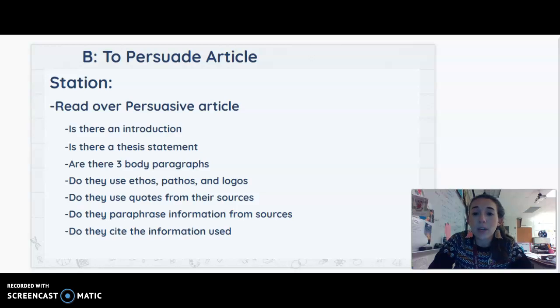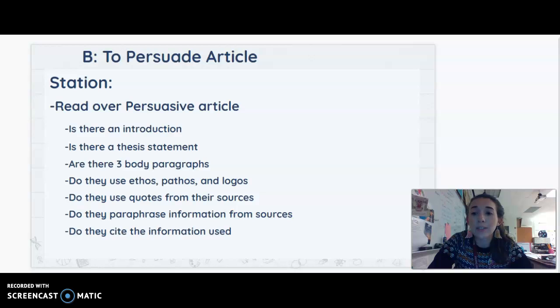Is there an introduction? Is there a thesis statement? So remember, it should be a sentence that says, I feel this way because, and then list 3 points. Are there 3 body paragraphs, so 3 central paragraphs that mimic the 3 things that they put in their thesis statement? Do they use ethos, pathos, and logos?